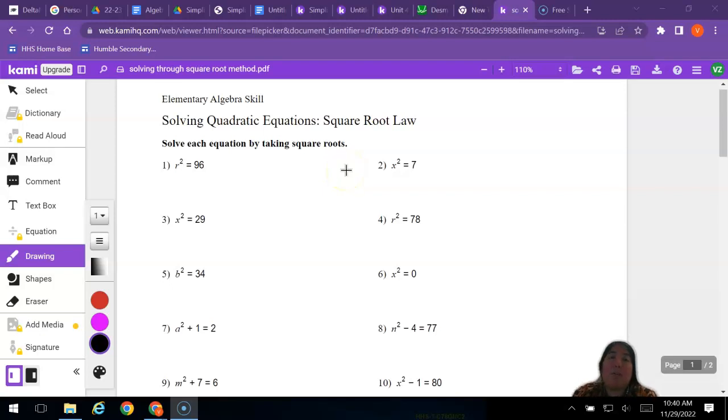Hey guys, today I'm not here, but I will be leaving a video for you guys to understand what we're doing today. It's pretty easy, it's pretty basic. We're just going over something called the square root law.